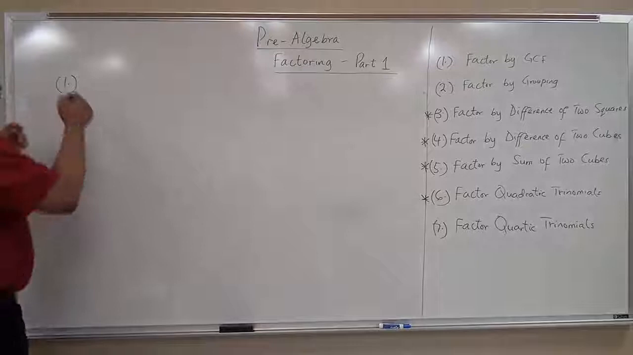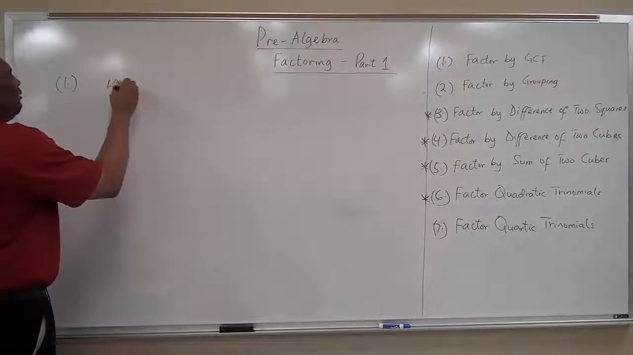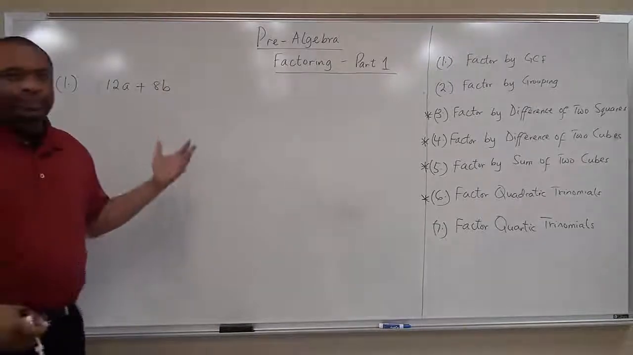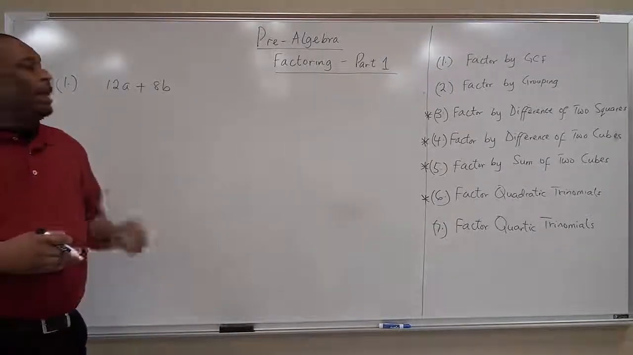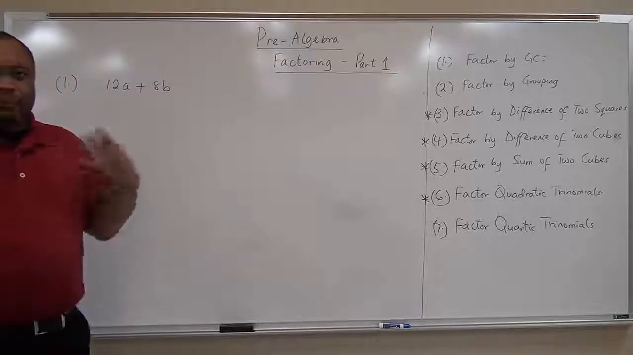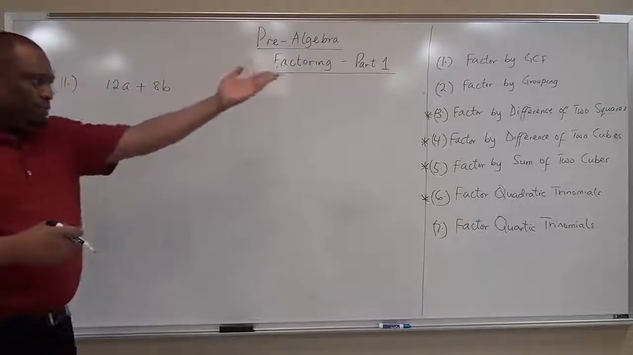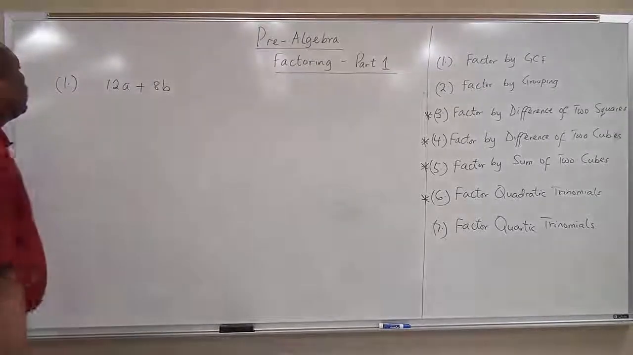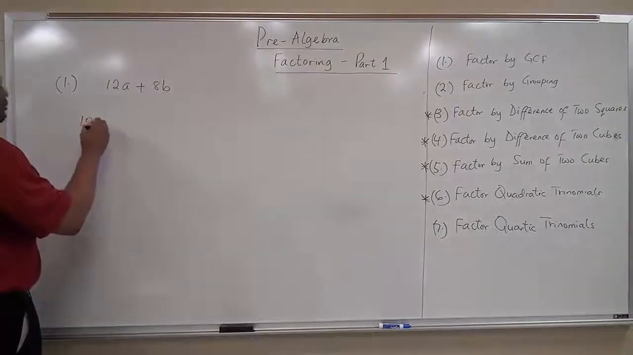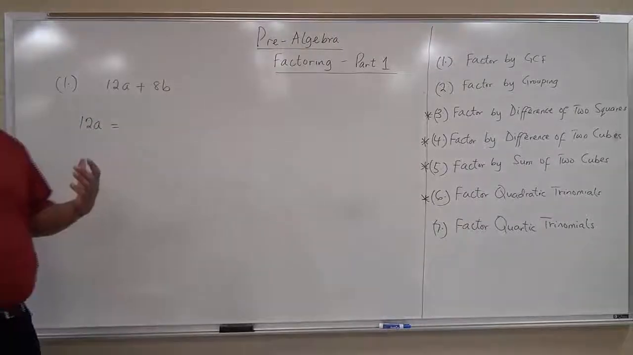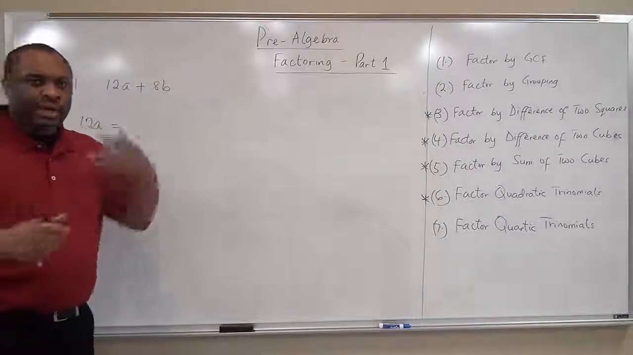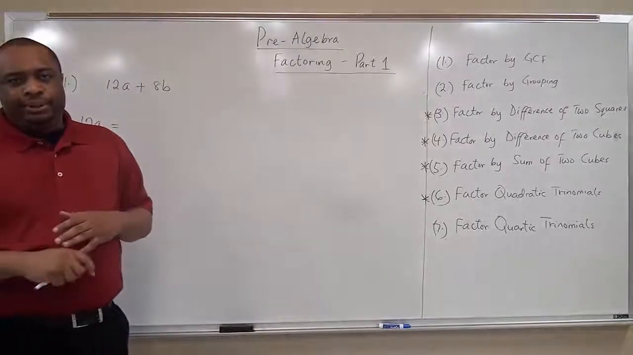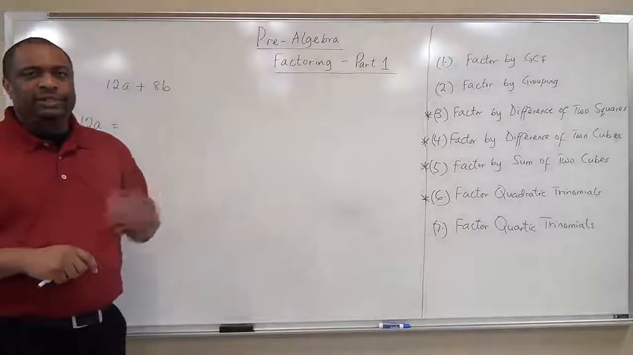Now, question 1, let's say 12a plus 8b. So this is a polynomial. It's a binomial. How will you break it up? We're going to use GCF. We'll do two ways. The first way you can do is you write 12a, and then you get the prime factorization, like we did in the videos on factors and multiples. Please, that video is important.